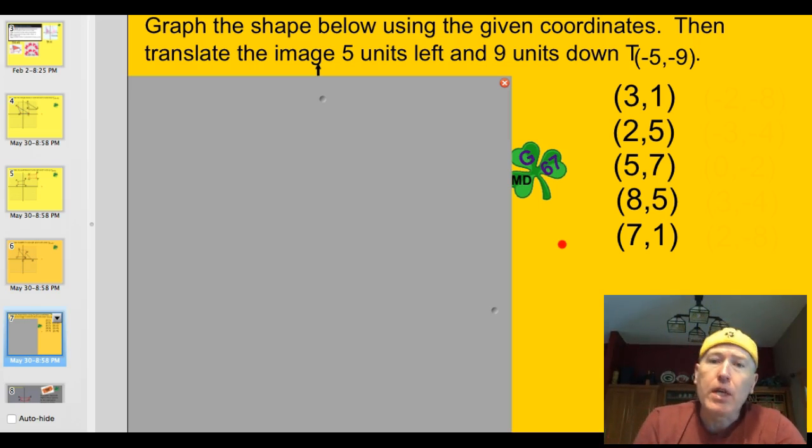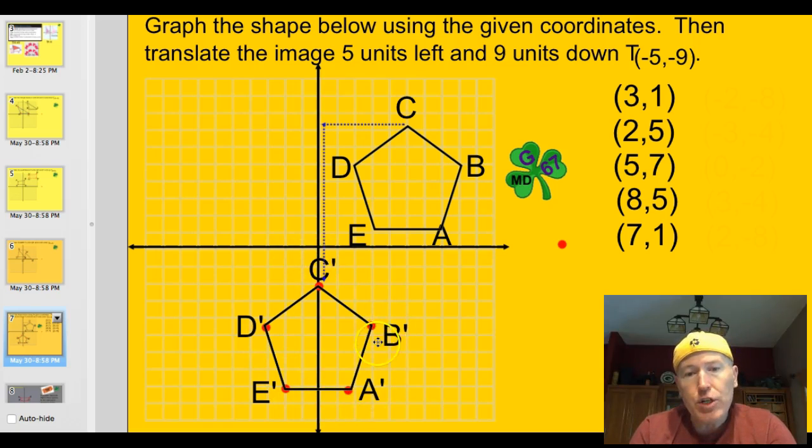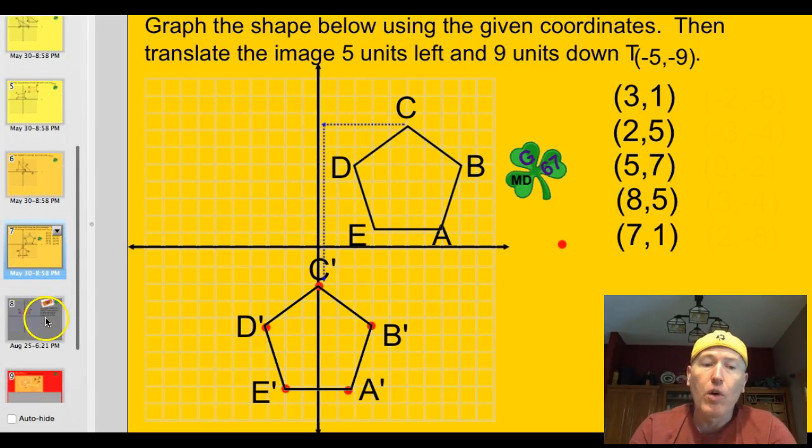Okie dokie. If you did this right, it would look something like this. Here's your original pentagon and your image. This is the pre-image or the original. This is the image. Remember, it's not a reflection. Reflection would have a mirror line. This is like a slide. Translation is the word.